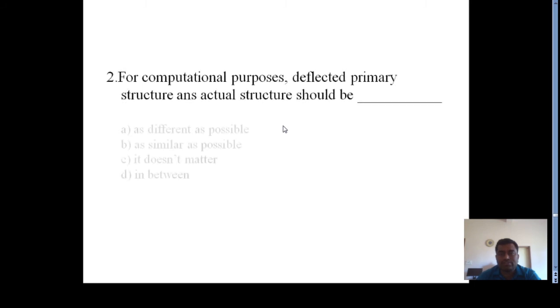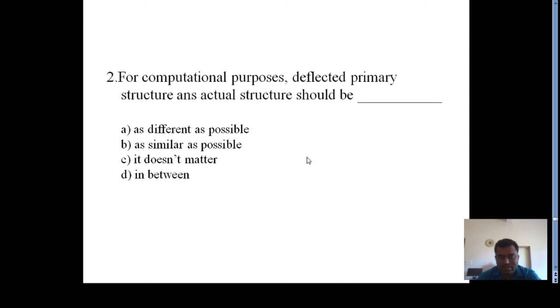Then coming to the next question. For computational process, the deflected primary structure and the analyzed actual structure should be as different as possible, or as similar as possible. It does not matter in between. You see this one, for computational purpose, the deflected primary structure and the actual structure should be similar as possible. We make it simple, so it should be similar as possible. Therefore your answer is B.